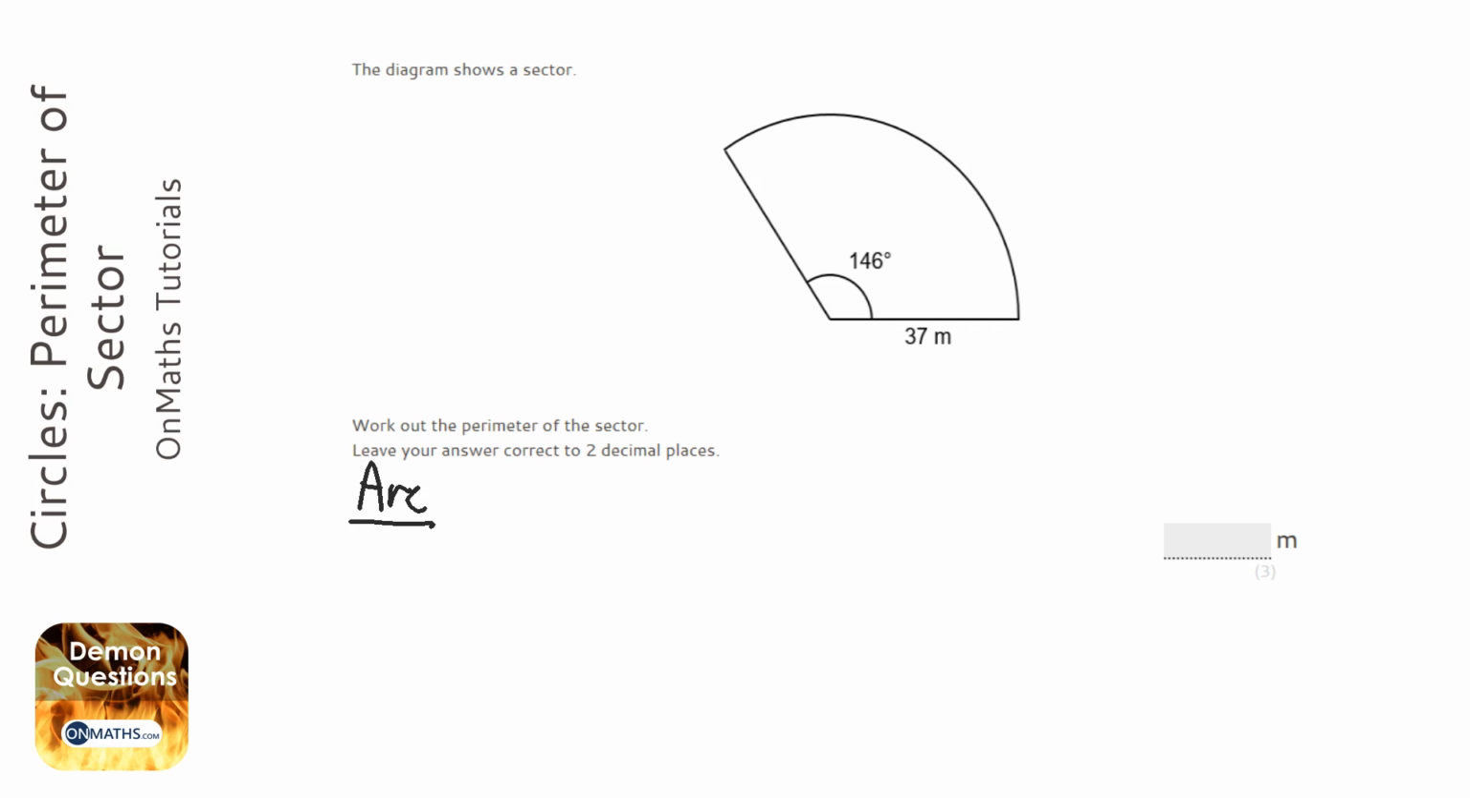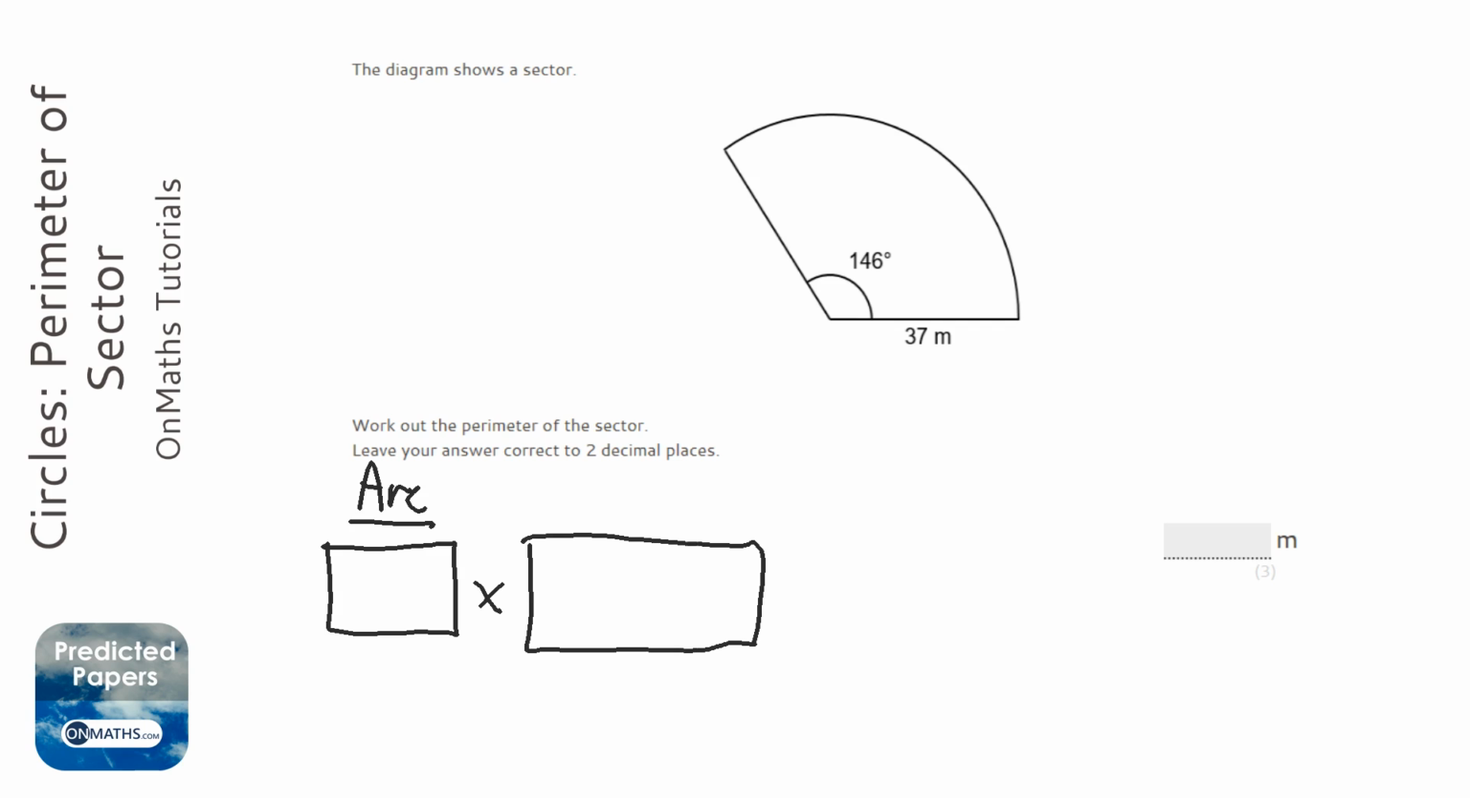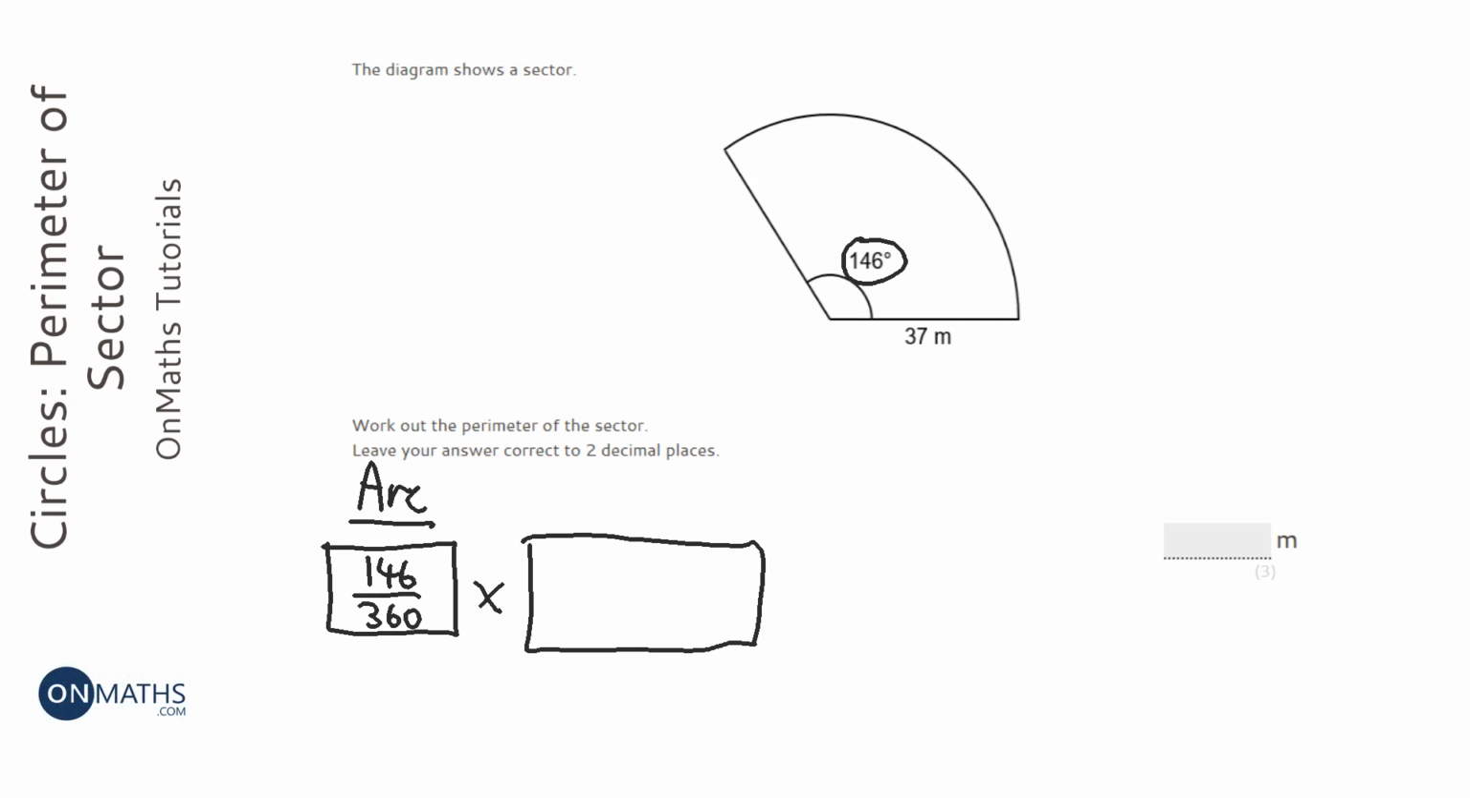Now the distance of the arc is the total circumference of the circle times by the fraction of the circle we've got. So you want to work out what the fraction is of the circle and times it by the circumference of the circle. To work out the fraction of the circle we've got, well, we've got 146 degrees and there are 360 degrees in total in a circle.